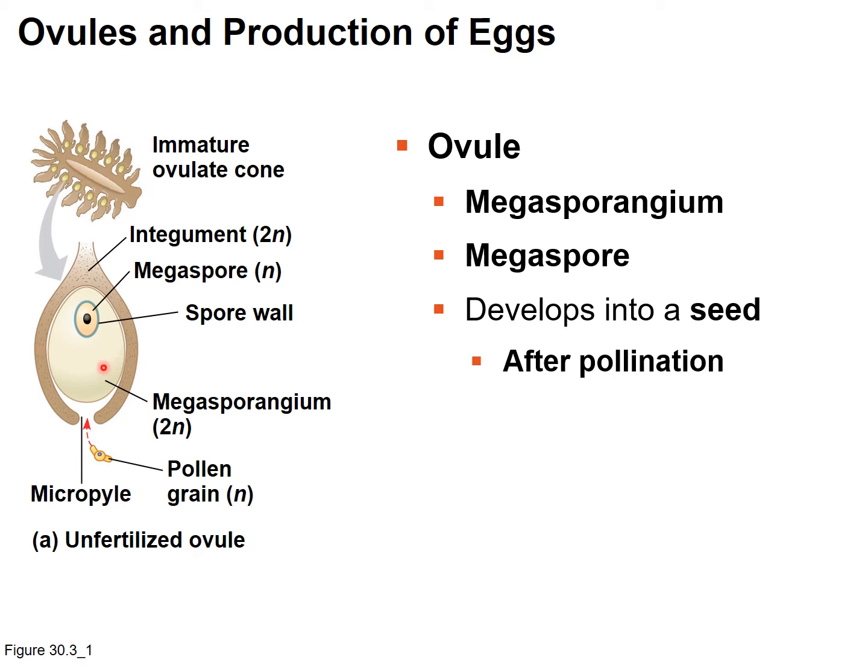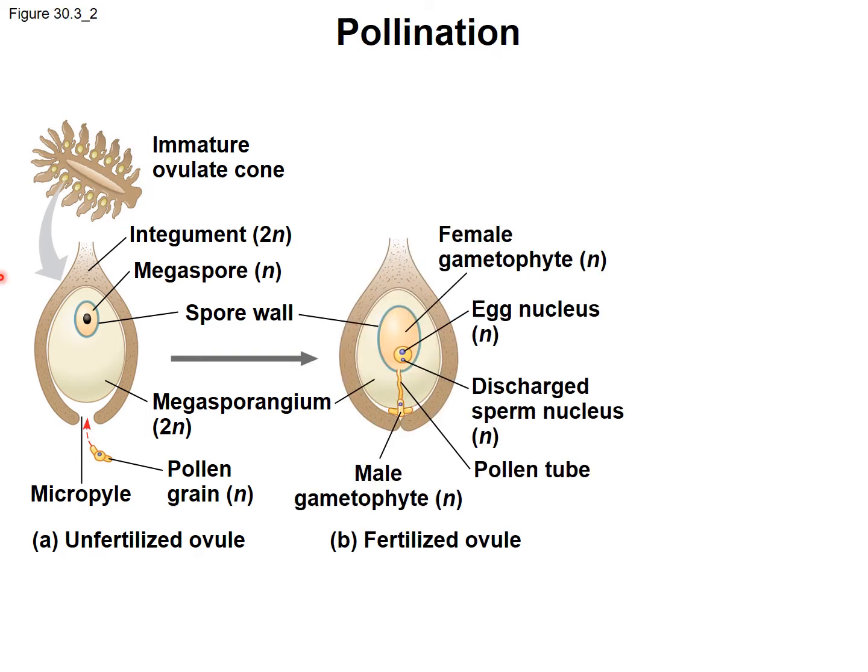Eventually, this is going to develop into a seed. So basically, the parts within the female cone, once the egg is fertilized, it's going to develop into a seed. And remember what a seed is. It's the embryo with the surrounding nutrients. Now again, pollination must occur first. We saw this already. Pollination ultimately is the transfer of the pollen grain to this ovulate cone or the megasporangium.